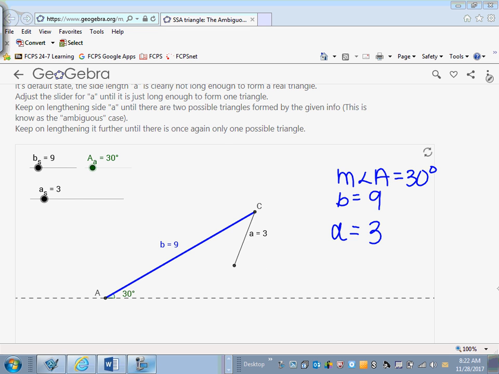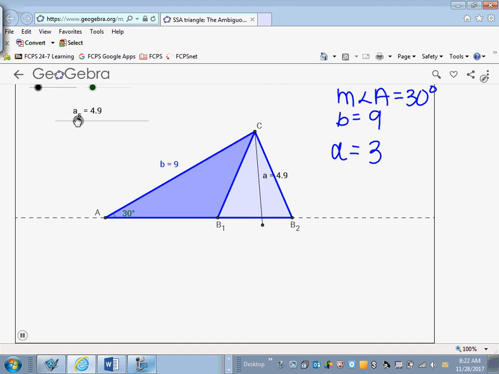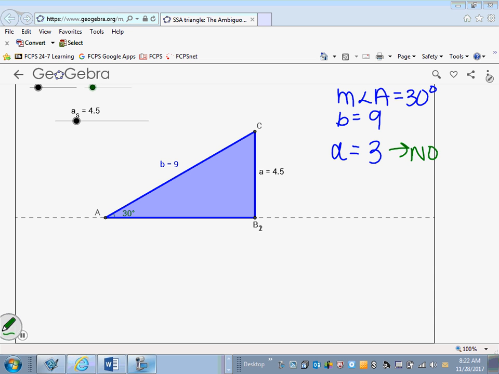The other case, let me move this. And let me make A a little bit longer. Okay, what happens if I make A exactly 4.5 units long? How many triangles do we get? So if our A was 3, we got no triangles. If A is 4.5, we get exactly 1 triangle.